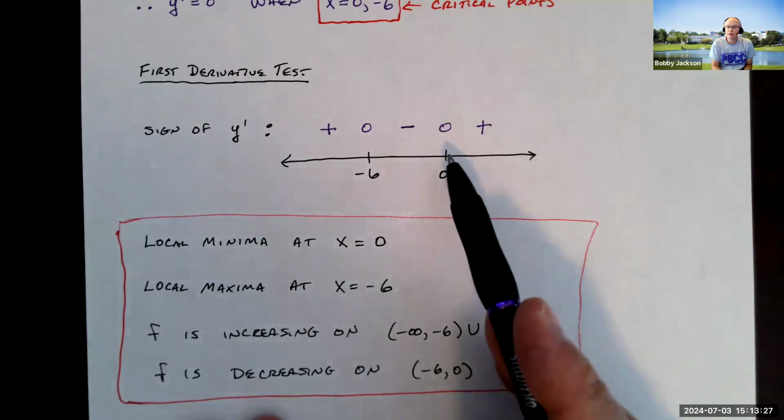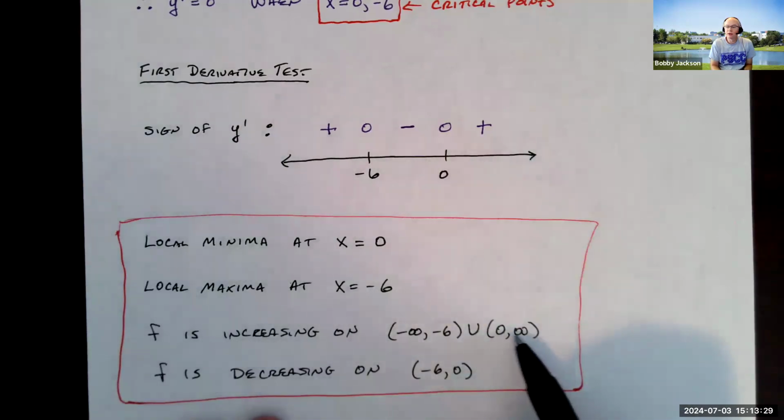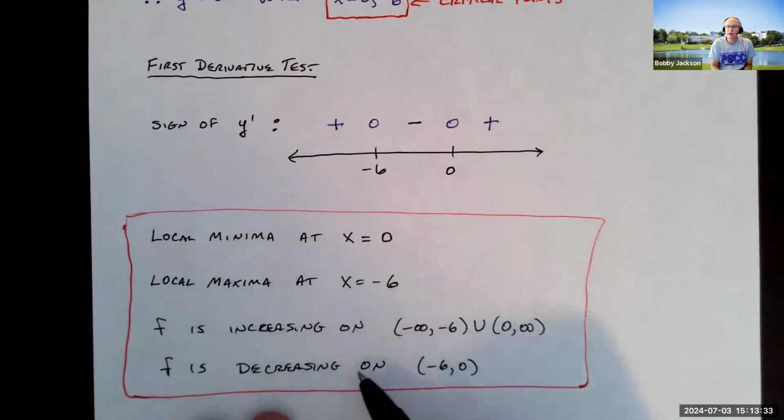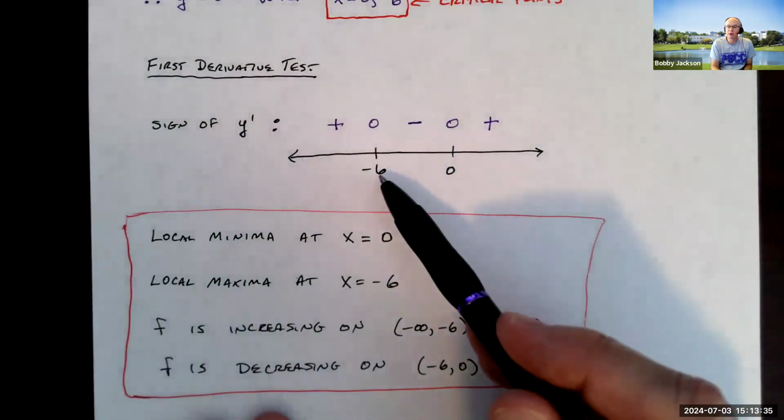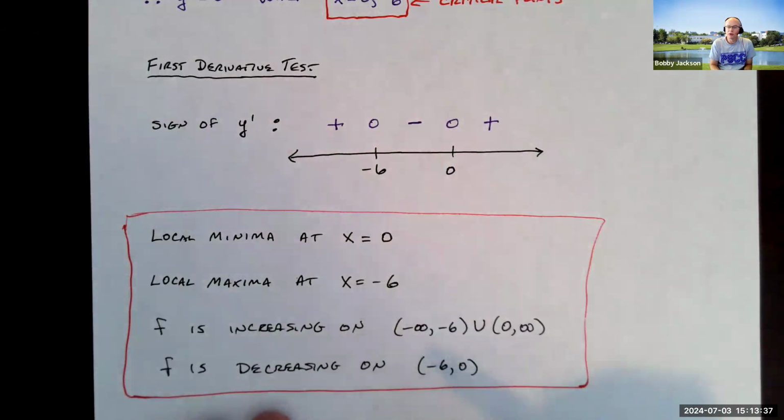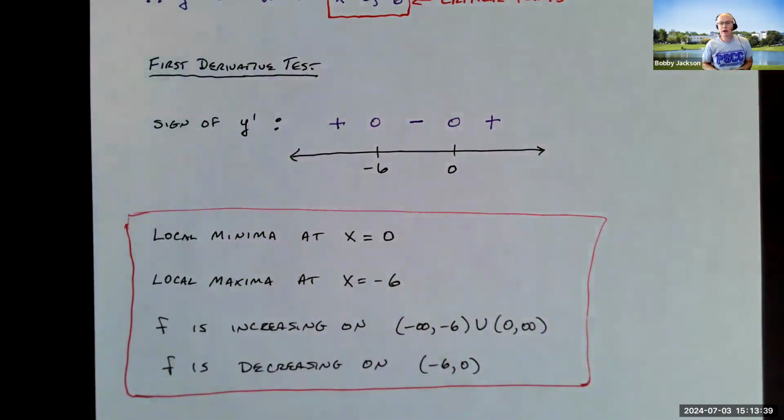So again, the derivative is positive for values greater than 0, so that's written in interval notation this way. And then f is decreasing where the derivative is negative. That's between -6 and 0, which is written that way. Okay, so hopefully this is helpful for this problem. If not, let me know.